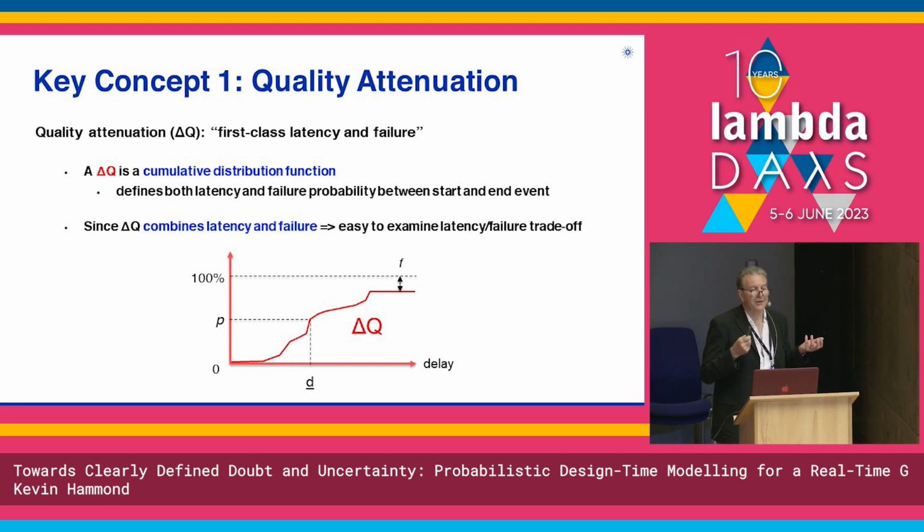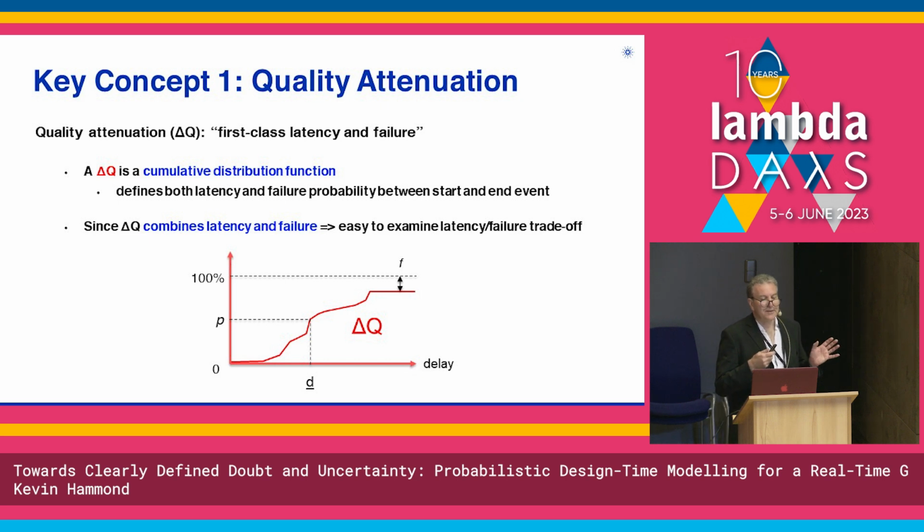A delta Q is a cumulative distribution function. Hopefully everybody has enough mathematics to know what I'm talking about, but essentially what you're doing is what's shown at the bottom of the diagram here. You're building up a graph of the probability of particular delays happening up to 100%. So you're building up a cumulative distribution function that tells you by this point, with this delay, the probability of this happening is X% until you reach 100%.